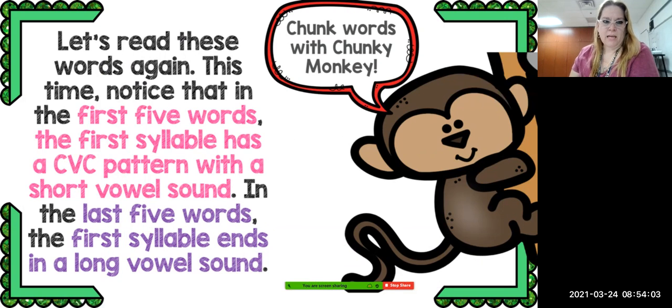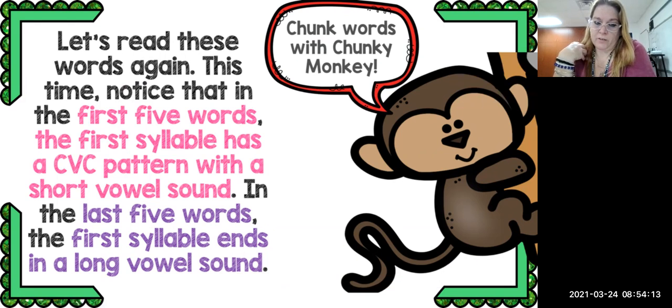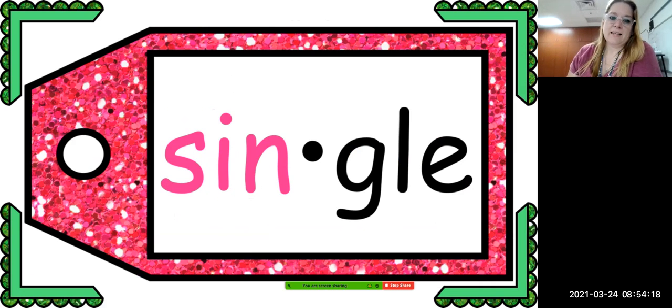So we're going to read them again, but this time I want you to notice that in the first 5 words, the first syllable has the VC pattern with a short sound. In the last 5 words, the first syllable ends in a long vowel. We're getting very tricky here. Okay, so we have single. We have that consonant, vowel, consonant. So this is a short sound, and then we have gull.